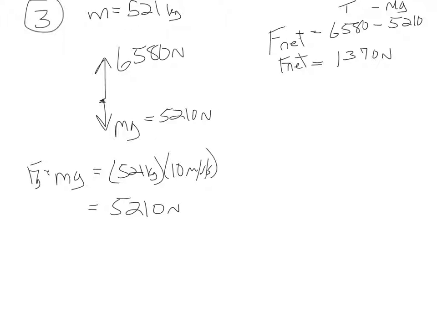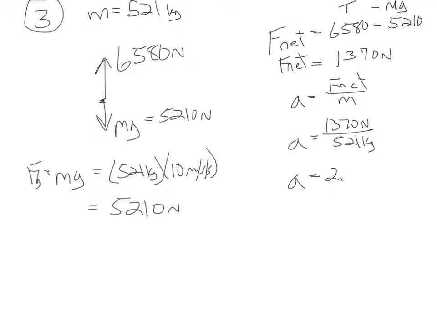And it asked me to look for the acceleration. Alright, so acceleration, that is the net force divided by the mass, Newton's second law. So, 1,370 newtons divided by 521 kilograms gives me an acceleration of about 2.63 meters per second squared, or about 2.6 meters per second squared.